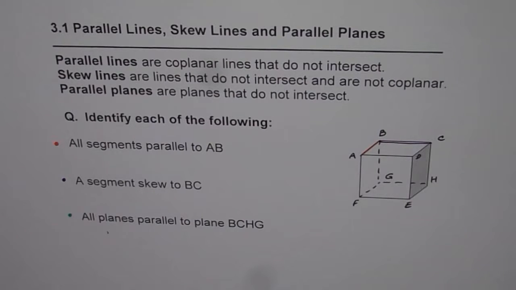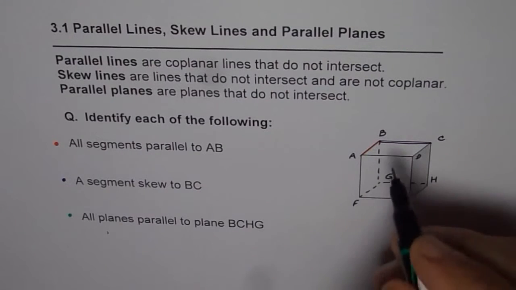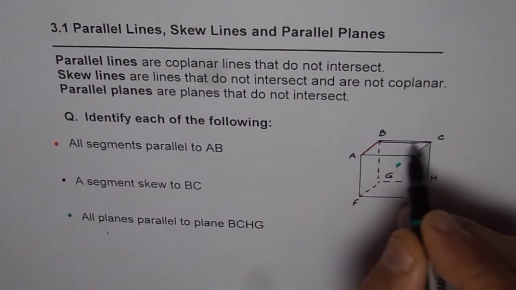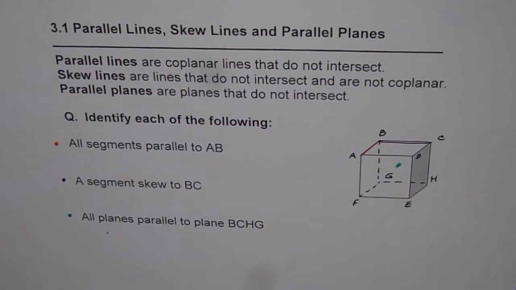And lastly, all planes parallel to BCHG. So BCHG is the plane right there. This is the plane which we're talking about, BCHG. You need to find planes parallel to BCHG. You can pause the video, answer the question, and then check with my suggestions.